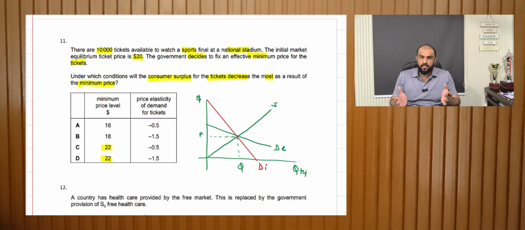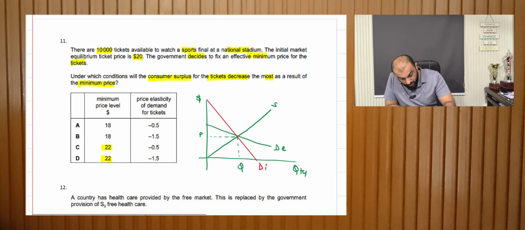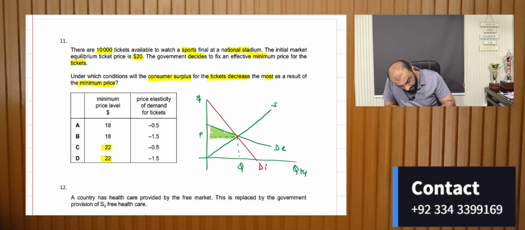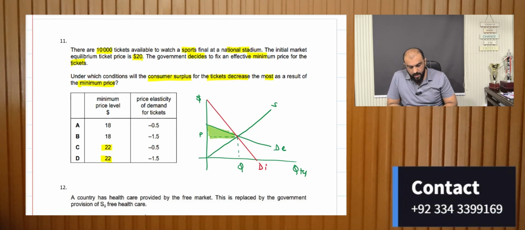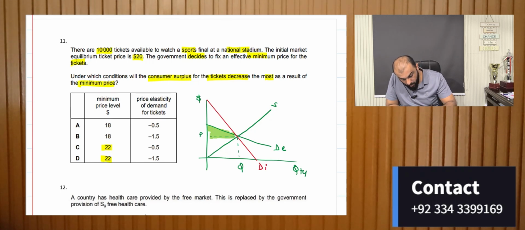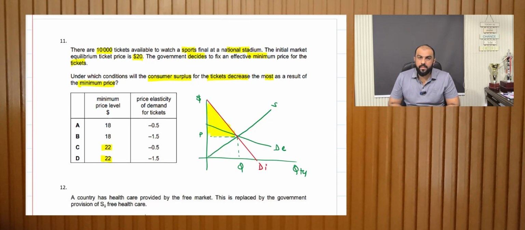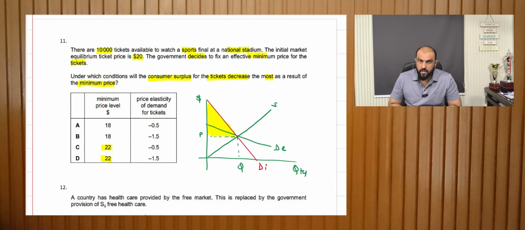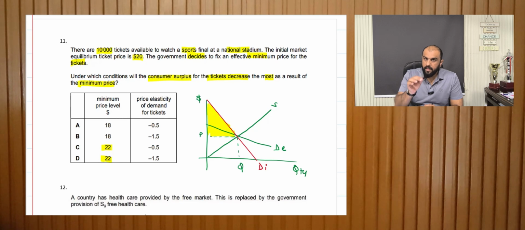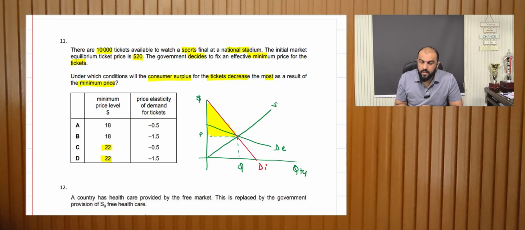So we need to look at the consumer surplus. For elastic demand, the consumer surplus is this highlighted area, right? And for inelastic demand, it is the entire yellow highlighted area, sorry. So we know that we have more consumer surplus when the demand is inelastic. So if a minimum price is imposed, more consumer surplus would be lost if the demand were to be inelastic.